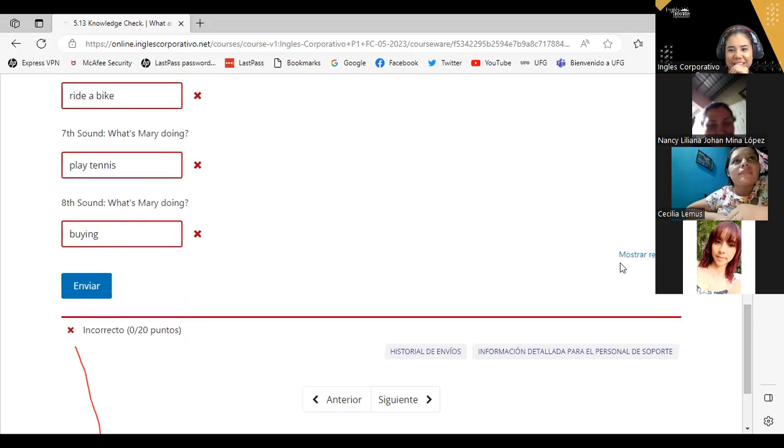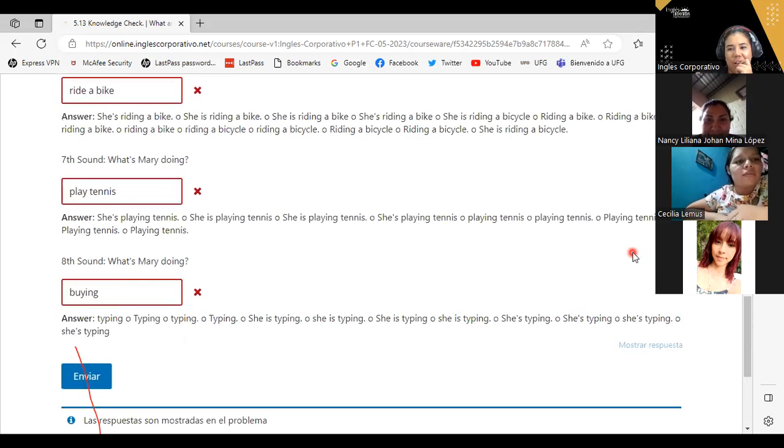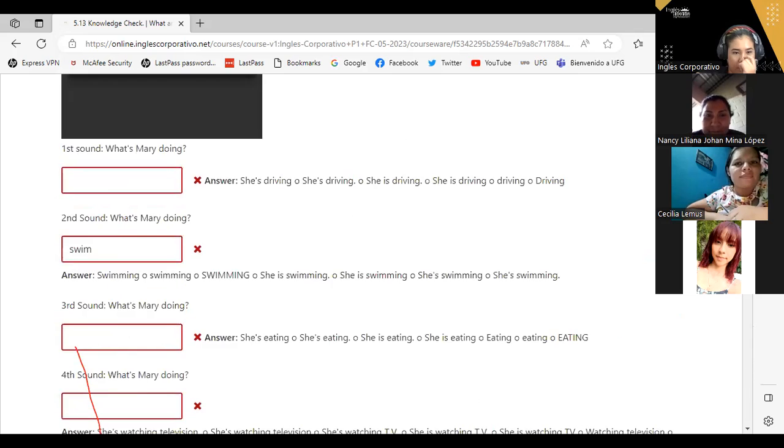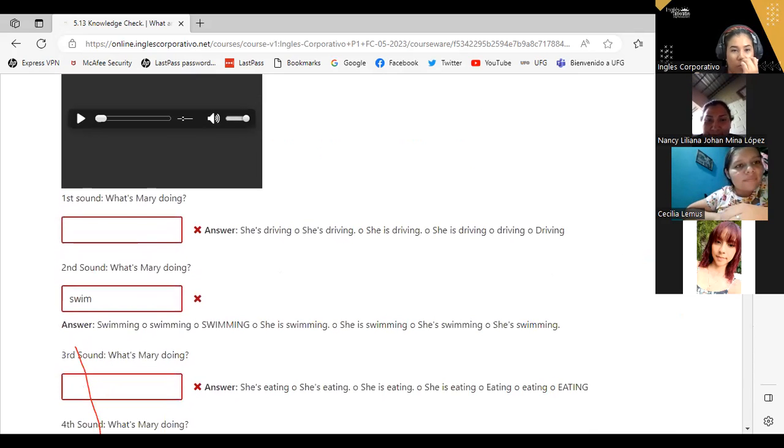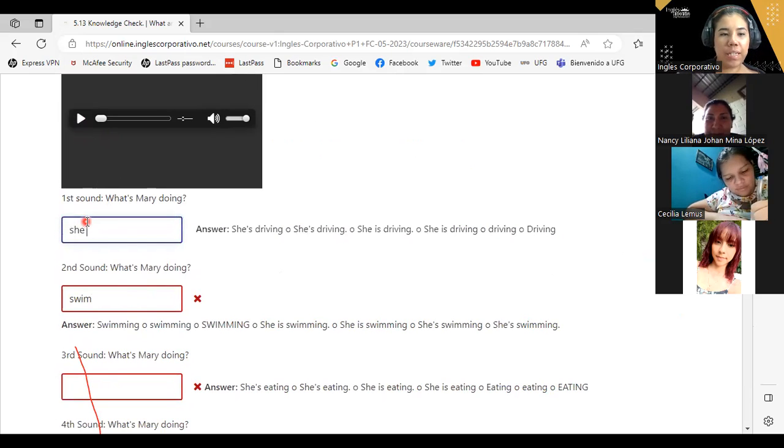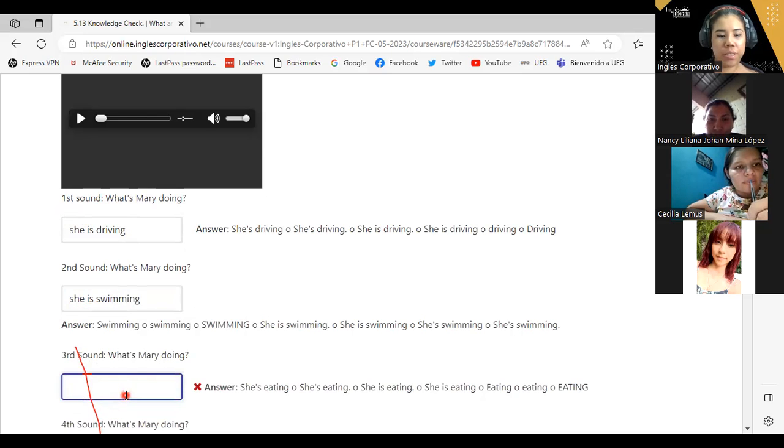Because the answer is with present continuous. Hay que escribir todo. Yo estoy manchando aquí. Aquí she is driving, pero yo... No se reproduce. Bueno, entonces aquí es she is driving. Driving. Y aquí es, yo solo le puse swim, ¿verdad? She is swimming. Yes, she is swimming. Muy bien. What's Mari doing? She is editing.